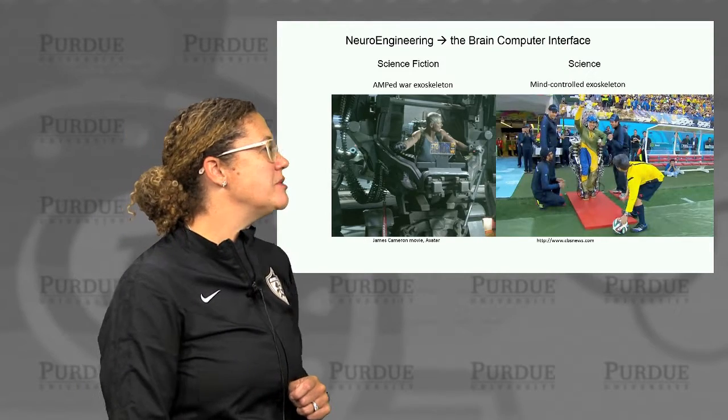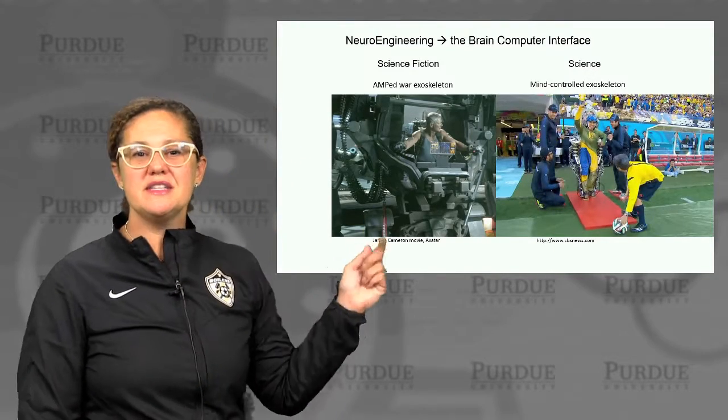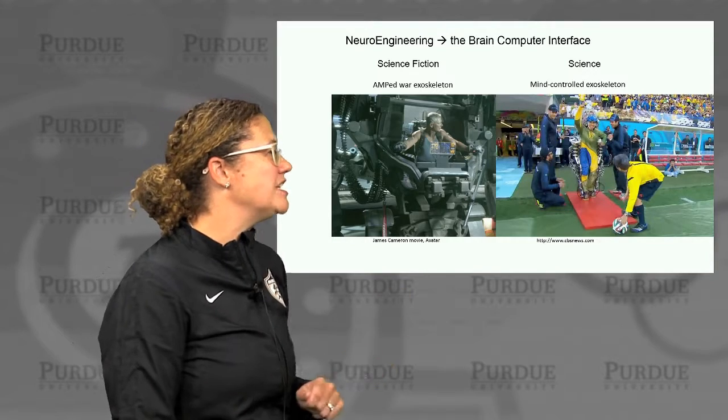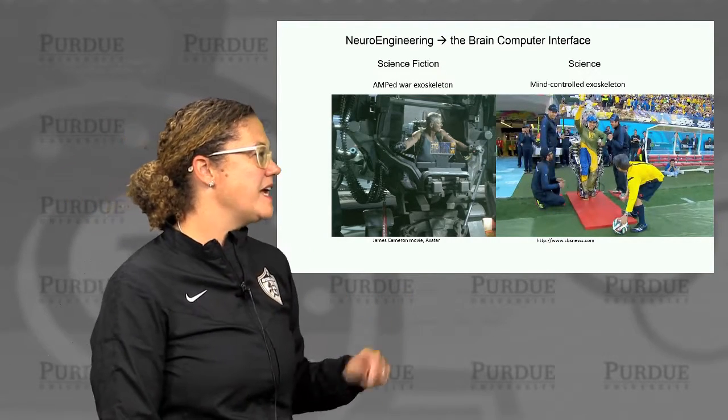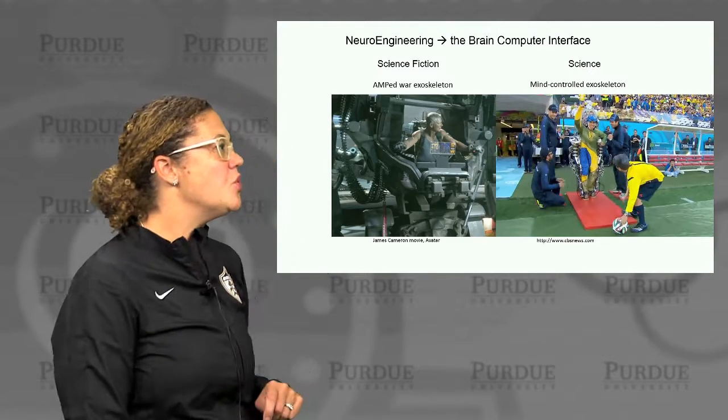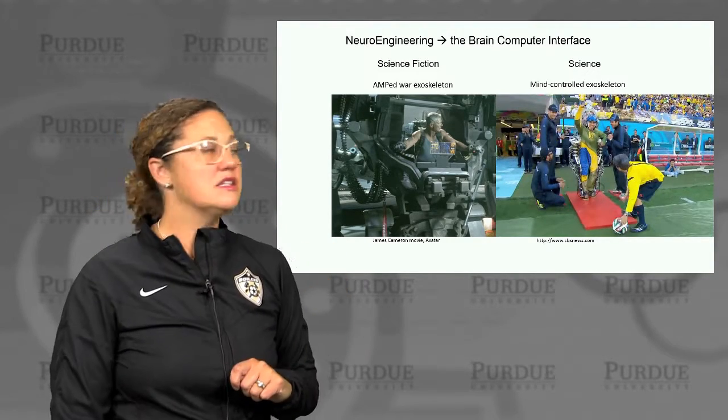So what about the brain-computer interface, right? What's the science fiction? Science fiction might look something like the AMP suit exoskeleton in James Cameron's movie Avatar. So what does modern science look like?